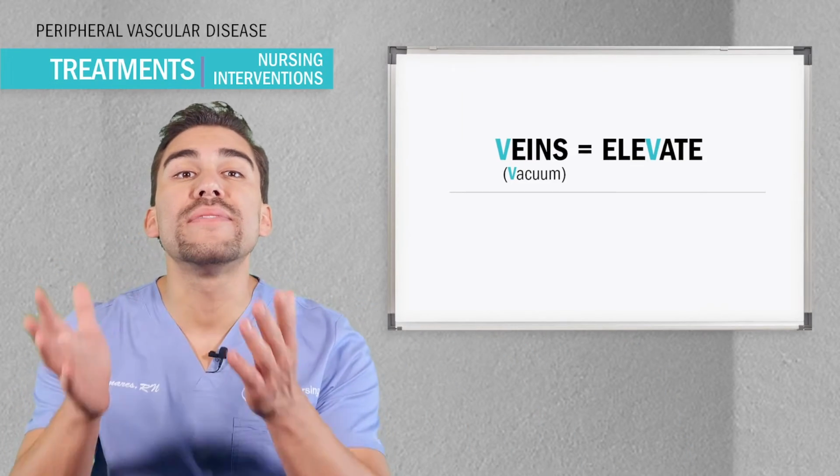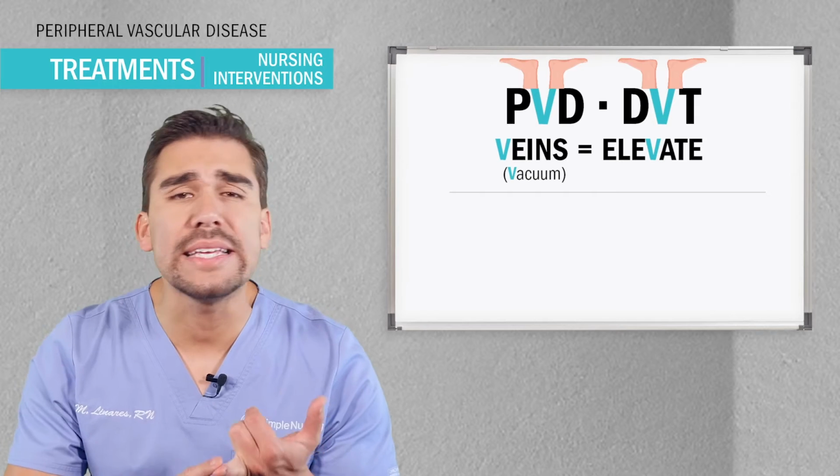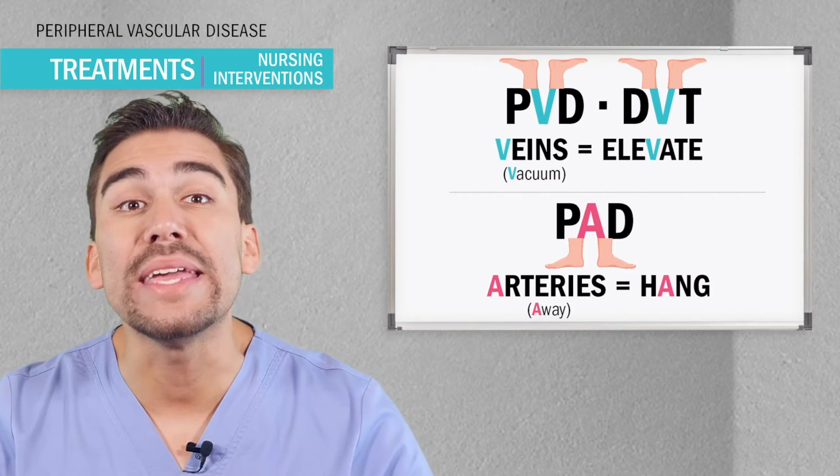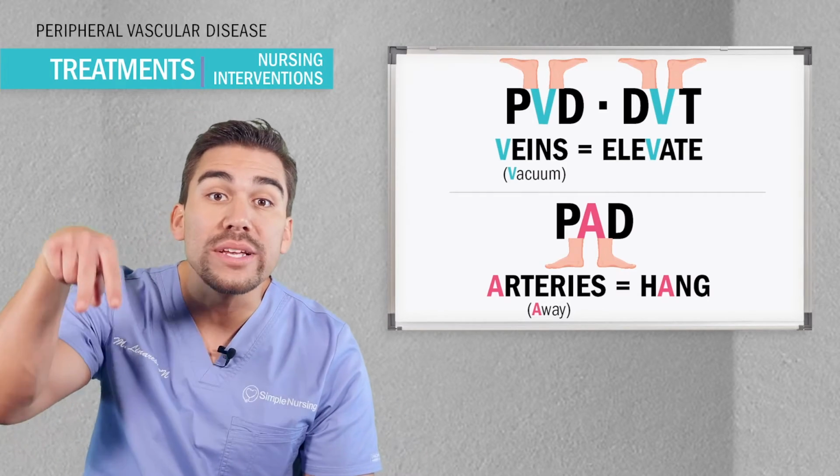and nursing interventions. I'm sorry for jumping ahead right now, but guys, the biggest NCLEX and test tip I can give you in this lecture is right here. So guys, grab a pen, write this stuff down. Always, what makes the pain better? So guys, veins, we elevate the veins. So PVD and even DVT, you're gonna elevate. And arteries, you always hang. So PAD, put the arteries down.